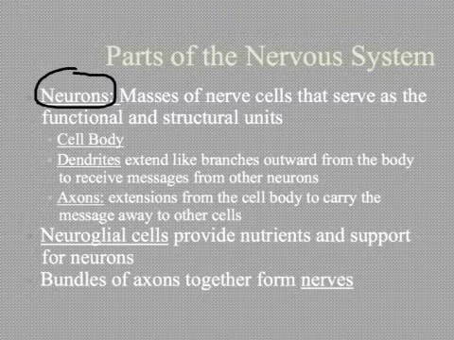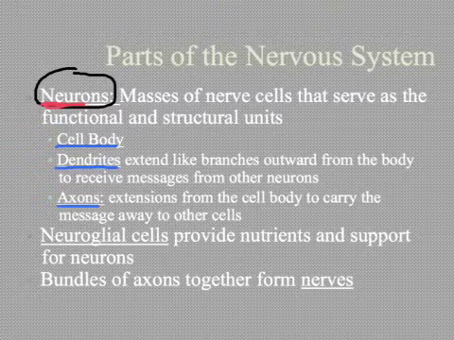Anytime you see the root neur, N-E-U-R, we're dealing with the nervous system, usually the brain or the cells of the nervous system themselves. And there are some parts that all neurons have. The first is the cell body, and then there are dendrites and axons. We're going to spend some more time in a few minutes talking about those, so I'm not going to focus on them at this point.